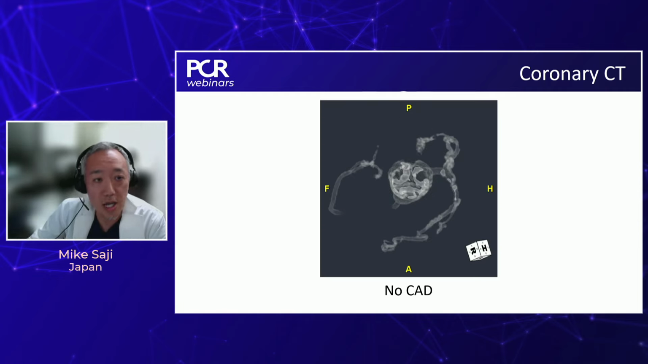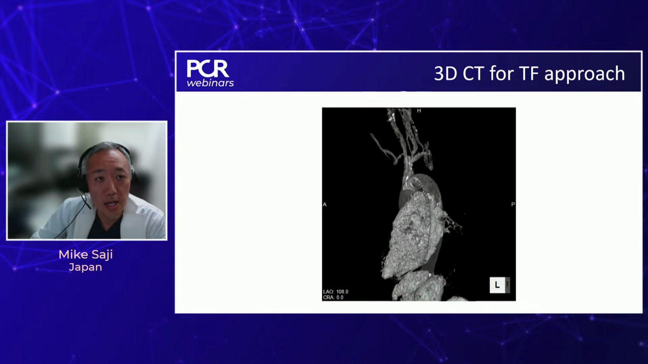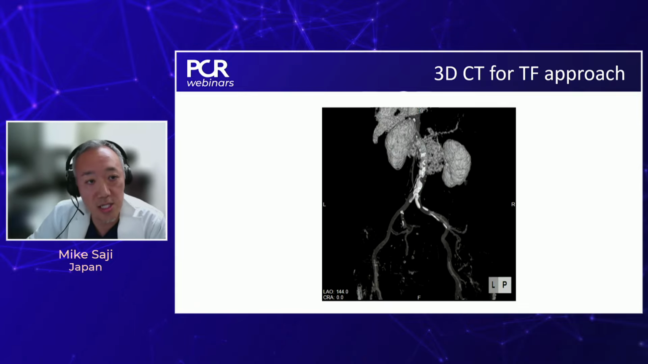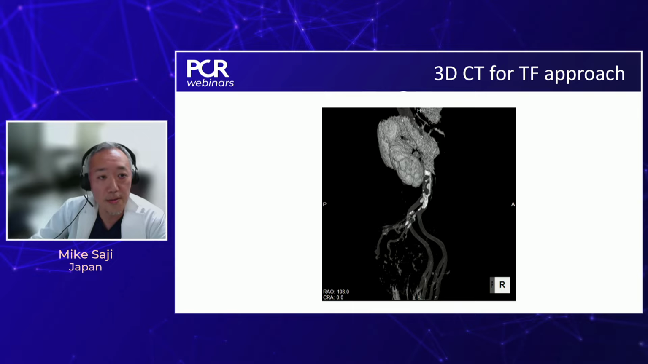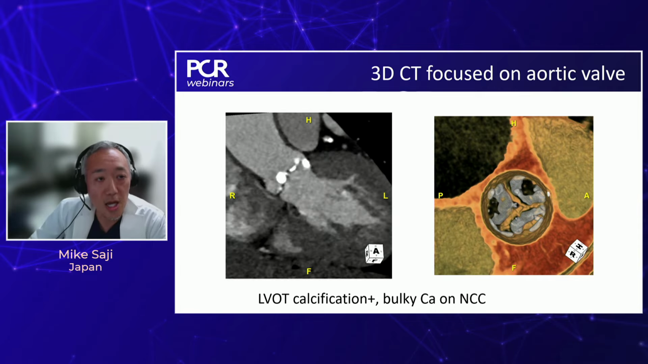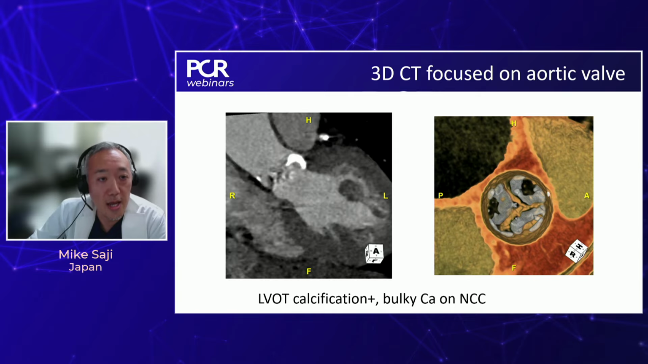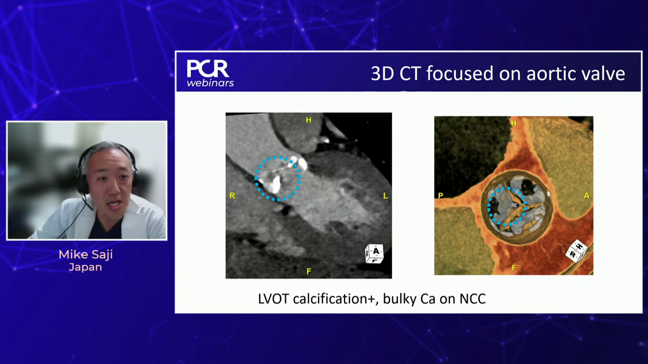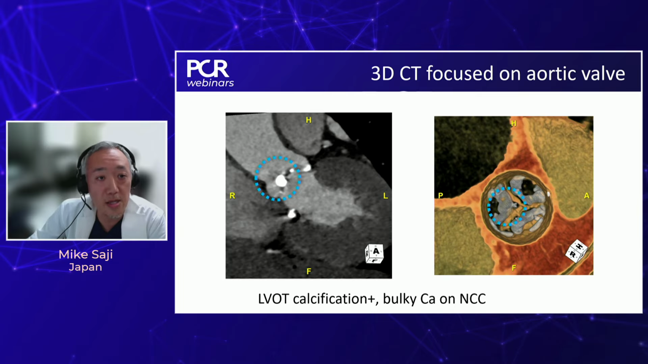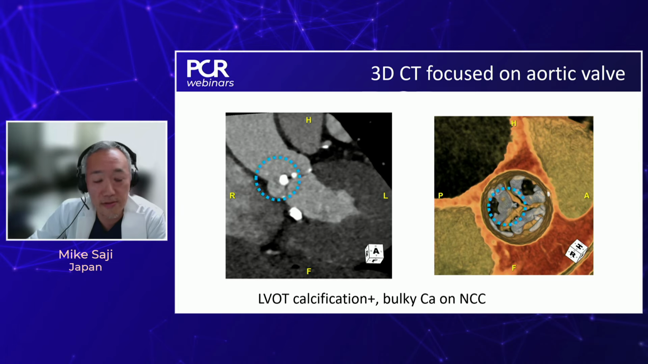And a coronary CT showed no coronary artery disease in this specific patient. And 3D CT suggests a feasible transfemoral approach. And on 3D CT, when you focus on the aortic valve, there is a bulky calcification on the NCC, and also there's an LVOT calcification, as you can see on the left side.